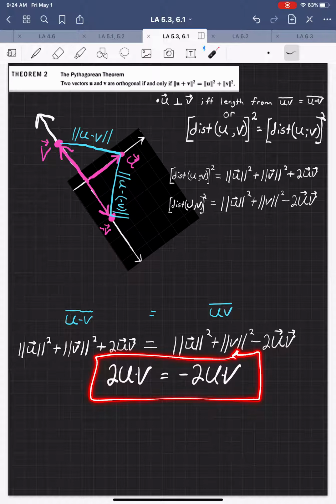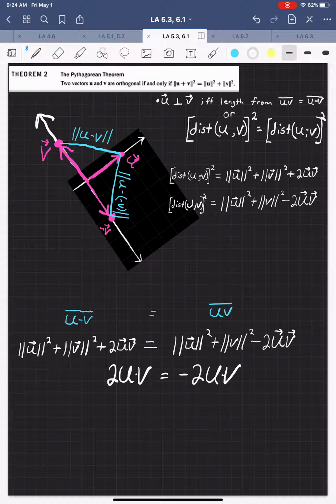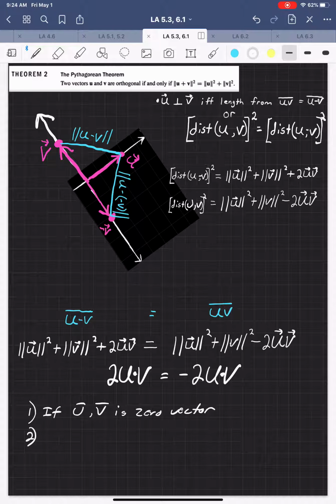So that's one scenario. When else would this be true? This is the more important question. This is to see who's actually been paying attention. When also would this be true? Well, this would also be true, so one, if u or v is the 0 vector, right? That's somewhat trivial. The more important one is if u dot v equals 0.